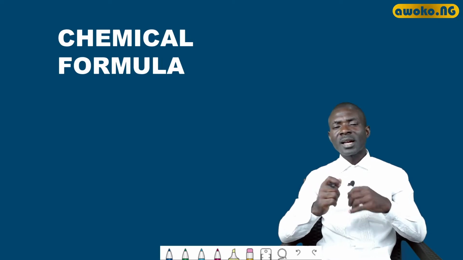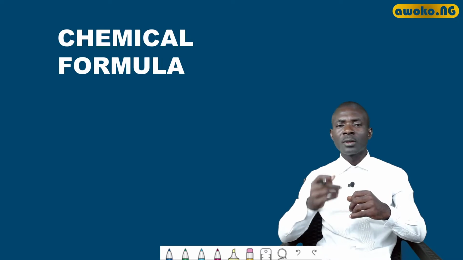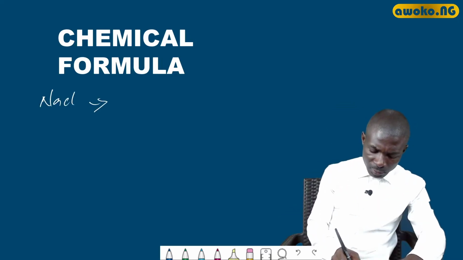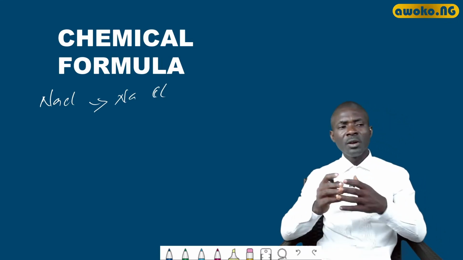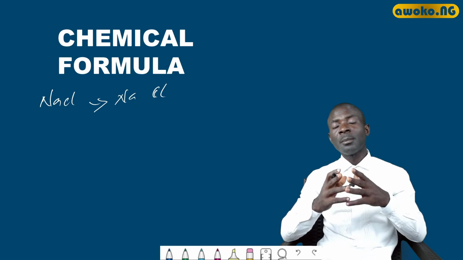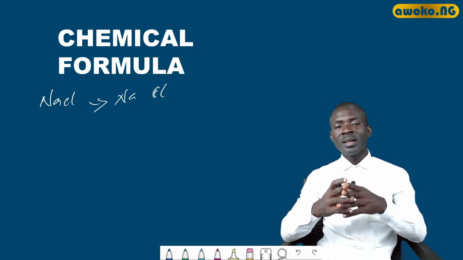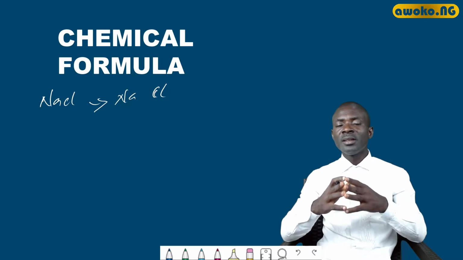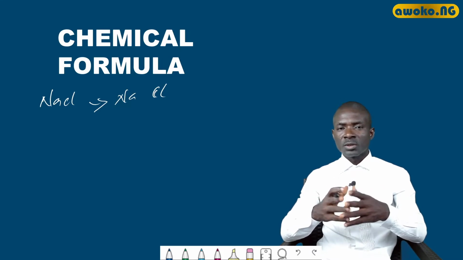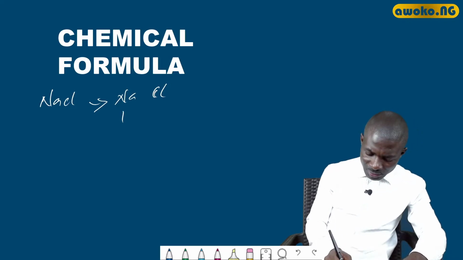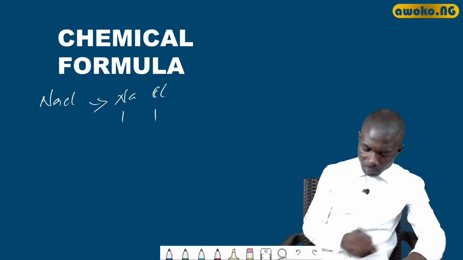Number one is, what are the elements or what are the atoms that make up the compound sodium chloride? Sodium chloride is made up of sodium and chlorine. So having known the elements or the atoms that make up the compound, the next thing you will get to know is the valencies of the different elements. So here, the valency of sodium is simply 1, while the valency of chlorine is also 1.